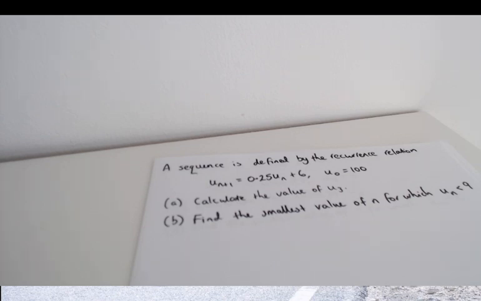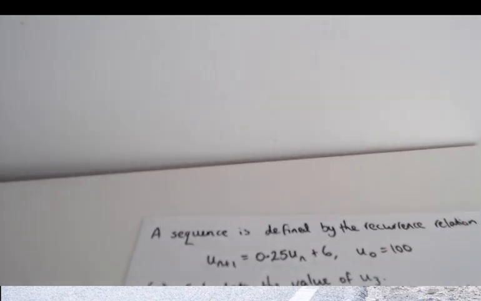Okay, so remember the basics from last time. This is how we write out a recurrence relation. This is the notation that we use. U(n+1) equals 0.25 Un plus 6, and we're told that U0, the initial value, is 100. Remember, to get the next term, you need to use the last term. To get U1, we need to use U0. To get U2, we have to use U1, and so on.